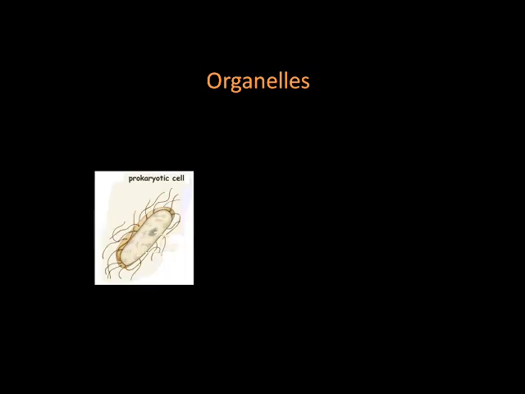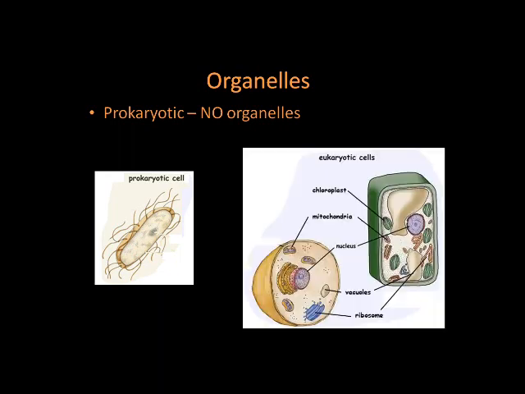Not all cells have organelles. Prokaryotic cells, those very small, very simple cells, don't have organelles. They're too simple for that. Prokaryotic cells really only have a few very basic parts. Eukaryotic cells are much more complex. They have many organelles inside of them to do many different jobs for the eukaryotic cells.